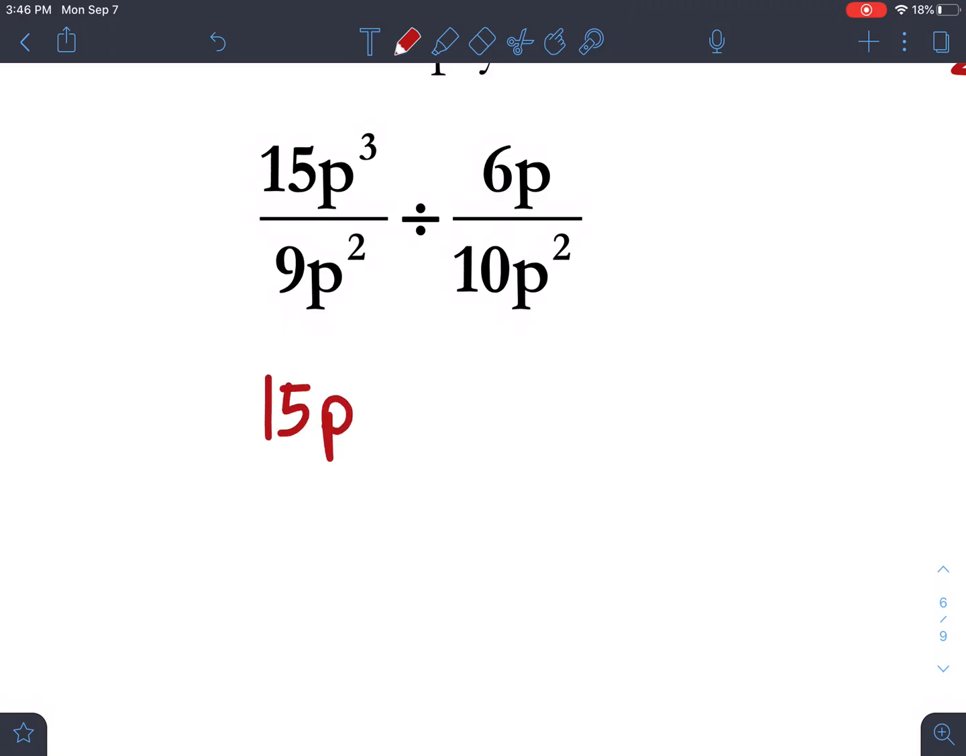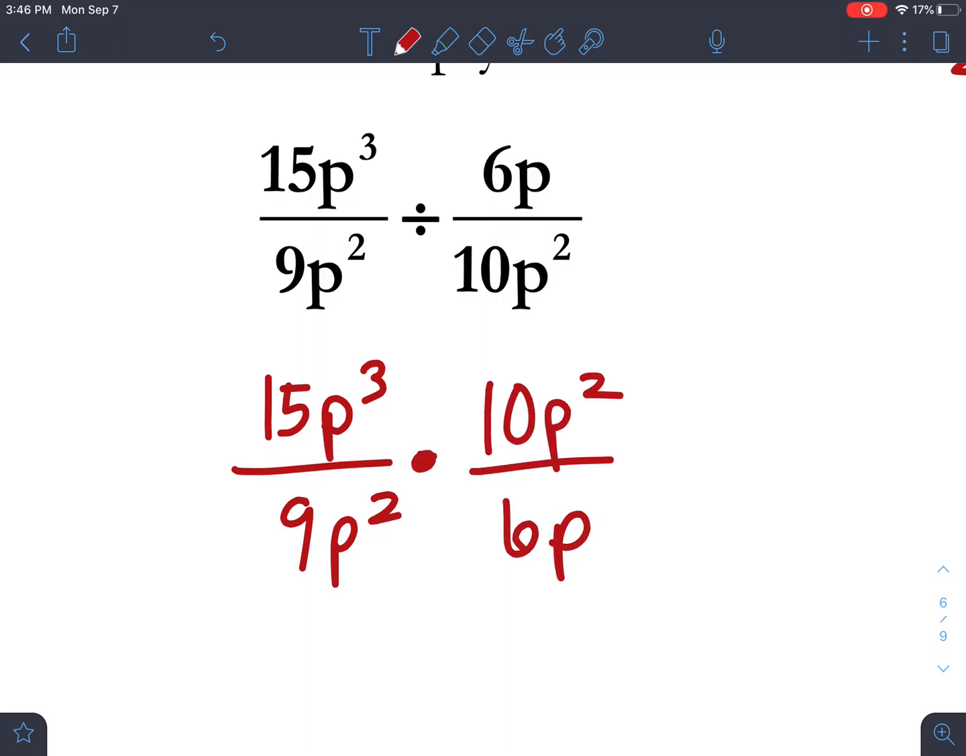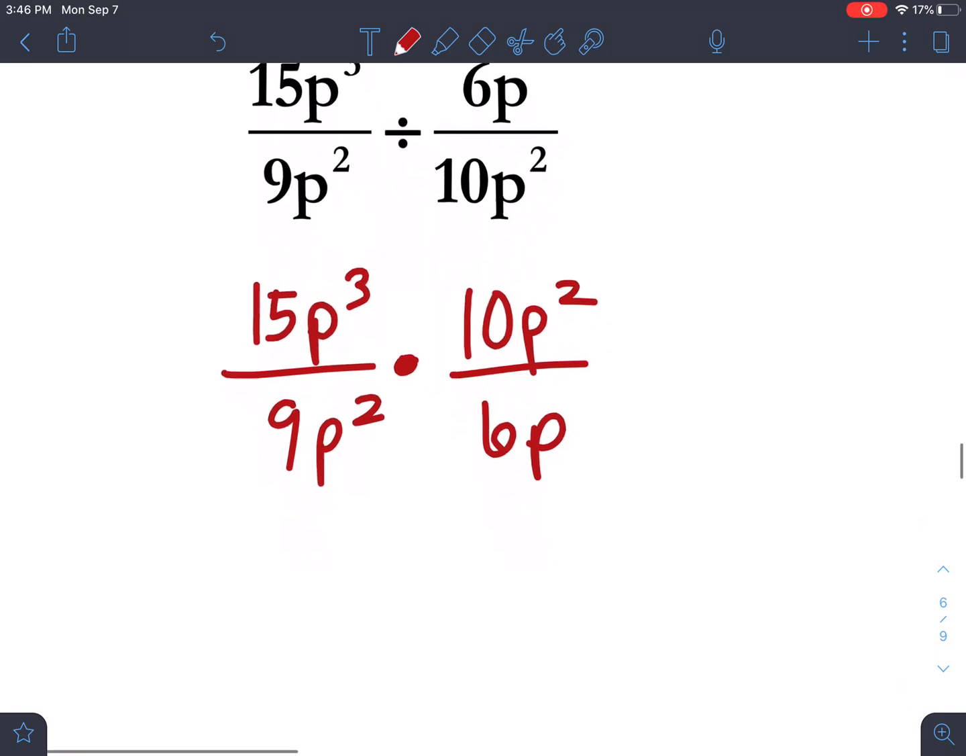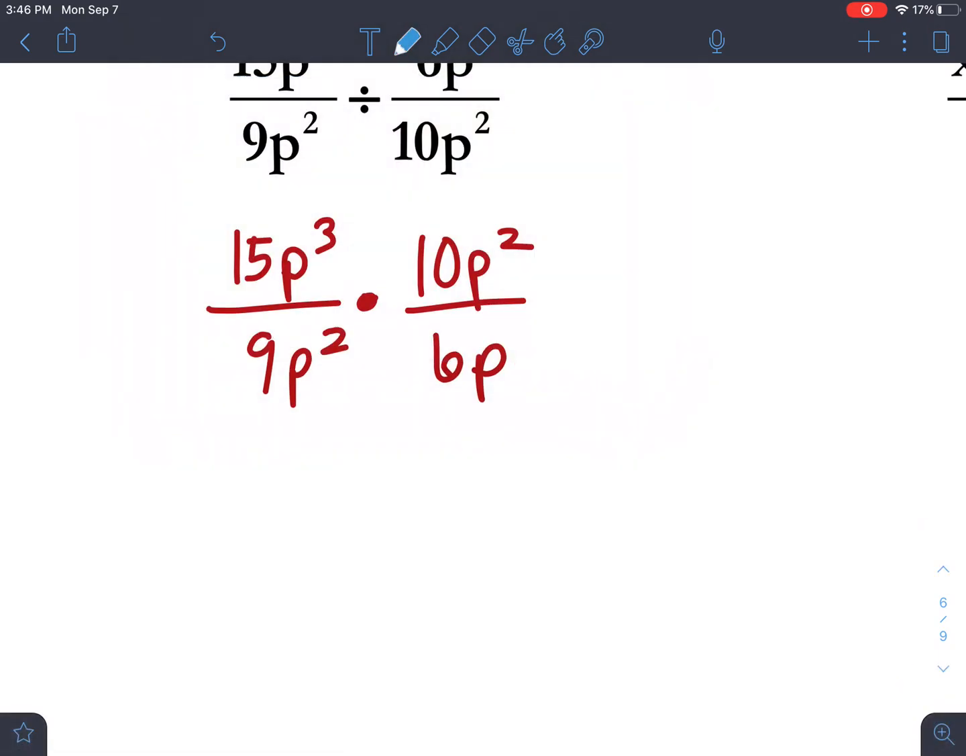First, I'm going to rewrite this with multiplication and that flipped fraction. So before I do anything here, I'm going to flip my second fraction and multiply. Okay, from here, you can kind of start canceling some stuff out. It just depends on how much you technically could just multiply across and then simplify. I'm going to do a little bit here. I'm going to do 15 and 9 is 5 and 3.